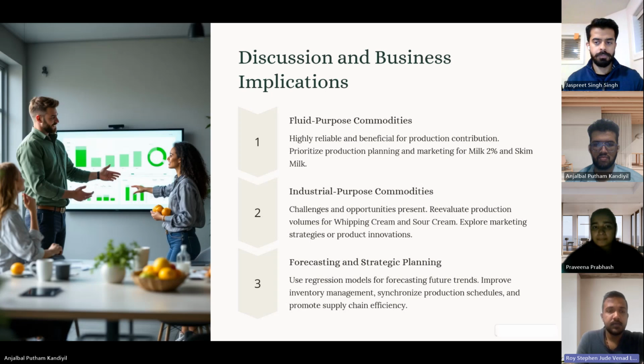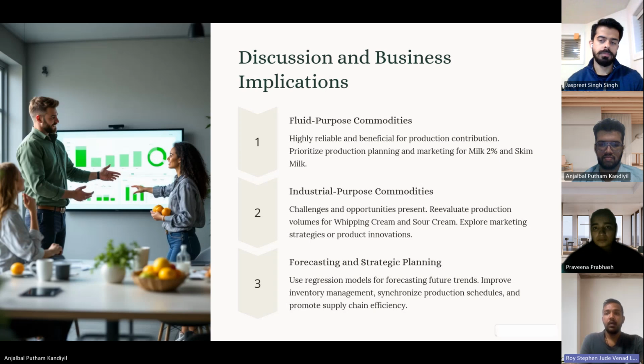Based on our findings, we recommend prioritizing fluid purpose commodities like milk 2% and skim milk for production, planning, and marketing. For industrial commodities, we suggest reducing production for whipping and sour cream and exploring new market strategies to boost demand. Additionally, forecasting models should be utilized for inventory management and resource allocation.